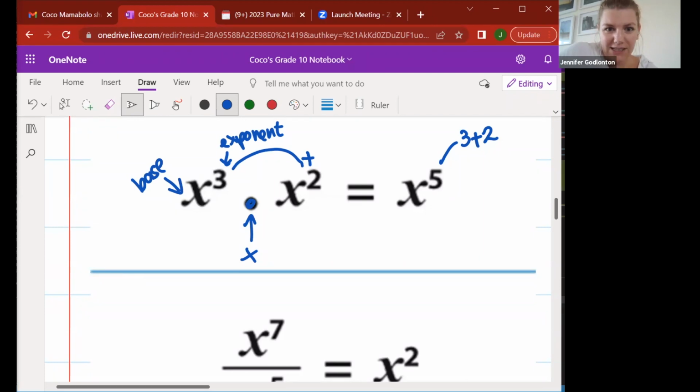Exactly. The dot means times. So when our bases are the same and we are multiplying them, then we just add our exponents. So we just say 3 plus 2 and we get that 5.